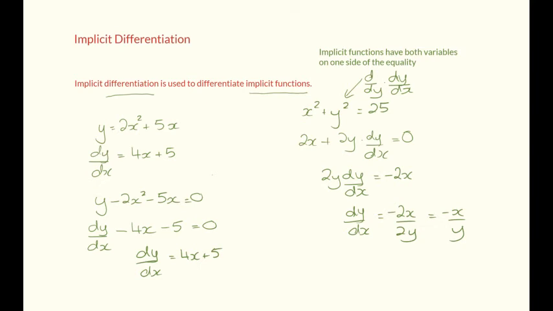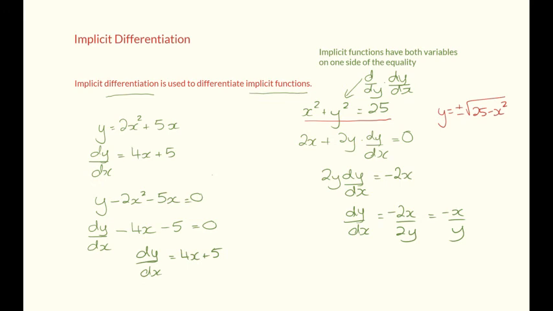So why do I actually need this process of implicit differentiation? Well, because you know that this is a circle, if I had tried to make y the subject of this, you know that I would have got y equals plus or minus the square root of 25 minus x squared, where one is the positive semicircle and the other, the minus, is the negative semicircle.